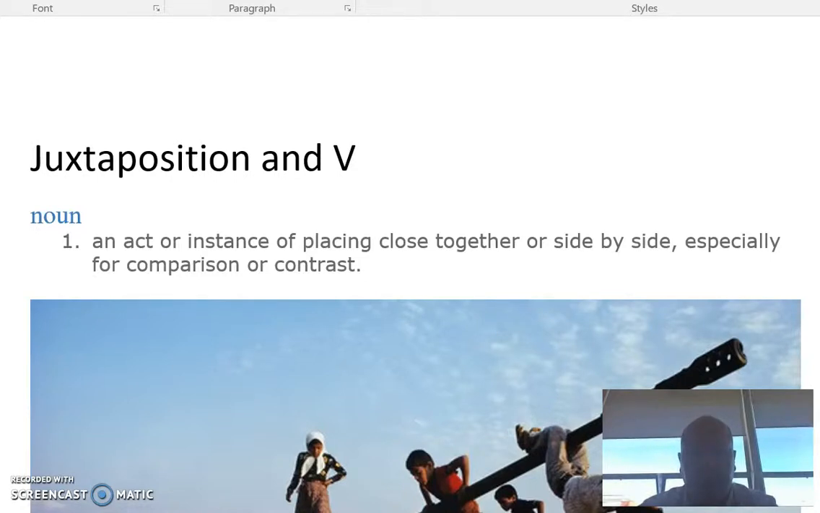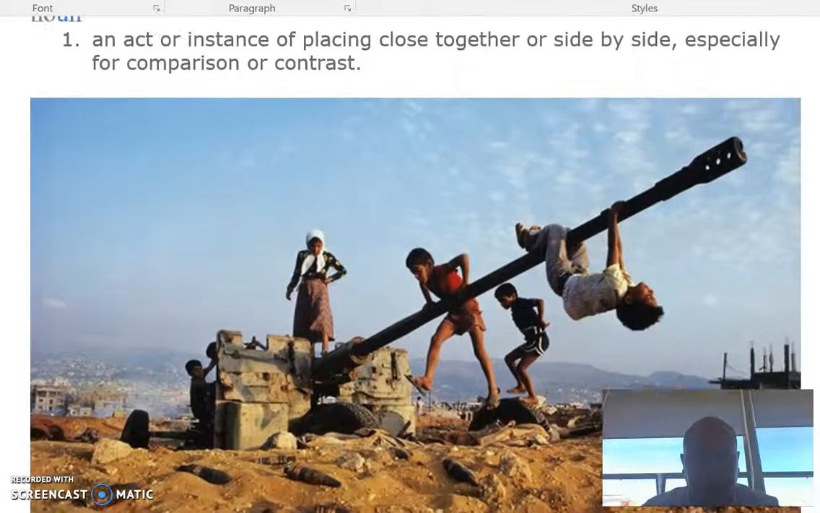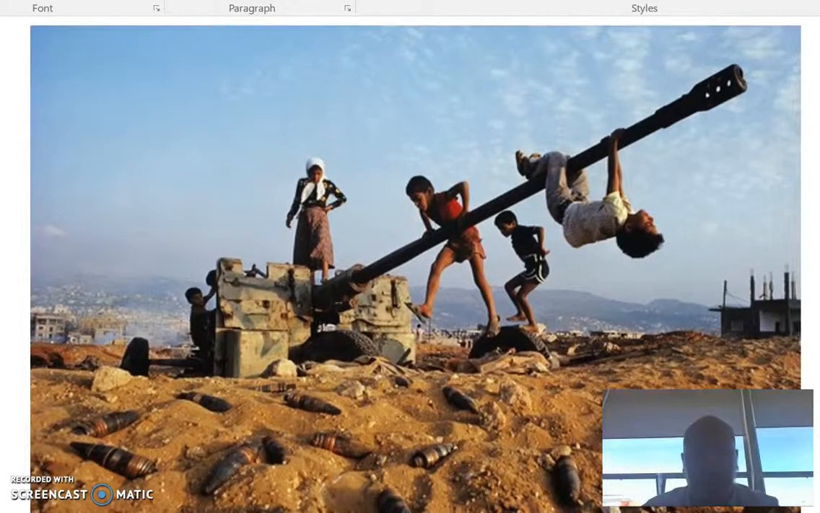And what we talked about was that McTeague does this all the way through V for Vendetta in order to demonstrate the key themes about the importance of freedom rather than control of totalitarian governments. So juxtaposition can be a bit of a complicated concept, but this is actually a really good example of it. This is a famous photo from the war in Lebanon.